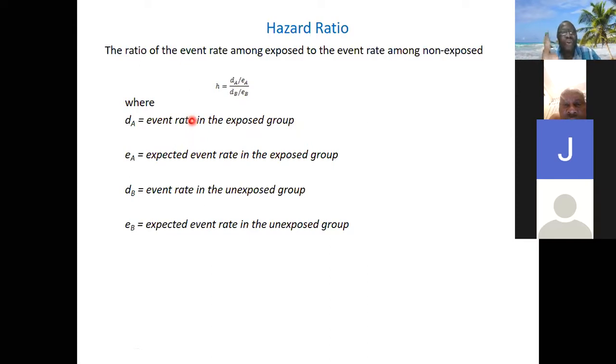Event among the exposed, that is the number of events among the exposed, then the expected number among the exposed. Well, it is event rate among the exposed over the expected rate. What really happened divided by the expected rate among the exposed, that is the hazard for the exposed. The other one, event rate in the non-exposed over the expected event rate among the non-exposed, that is the hazard among the non-exposed. So the hazard among the exposed divided by the hazard among the non-exposed is the hazard ratio.